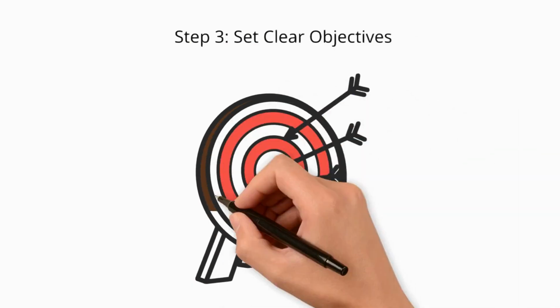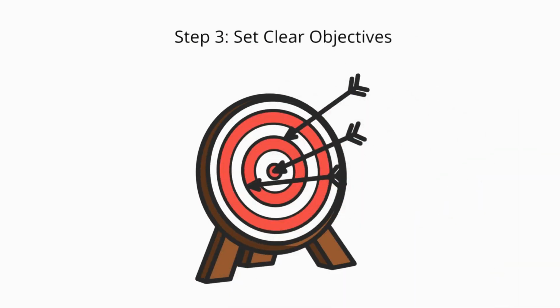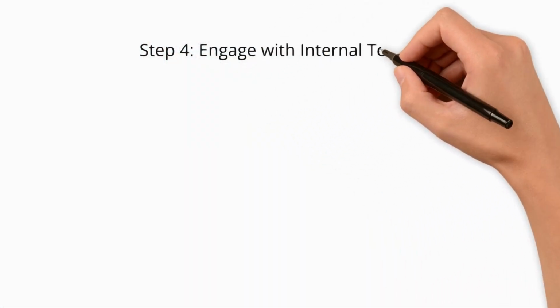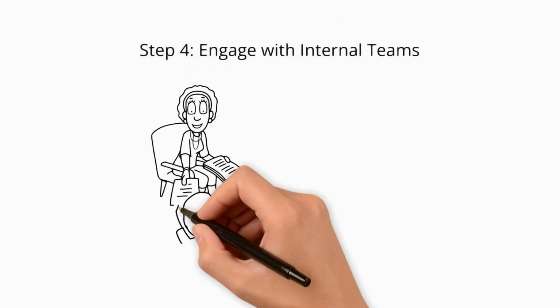Step 3. Set clear objectives. Define SMART goals. Establish specific, measurable, achievable, relevant, and time-bound goals that address the unique challenges and opportunities in your country. Prioritize initiatives. Prioritize goals based on their potential impact and the resources available.